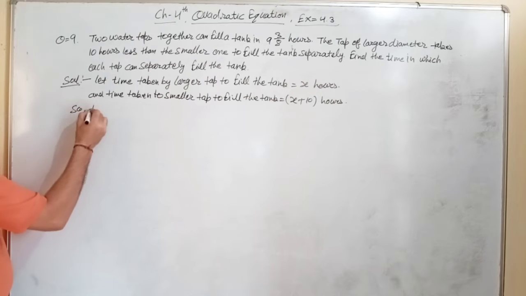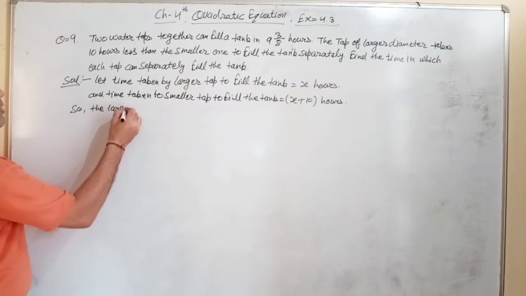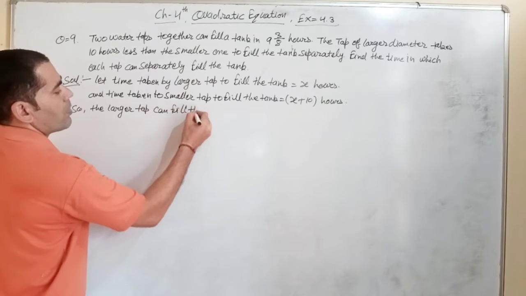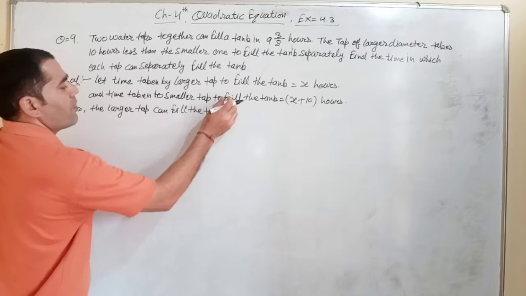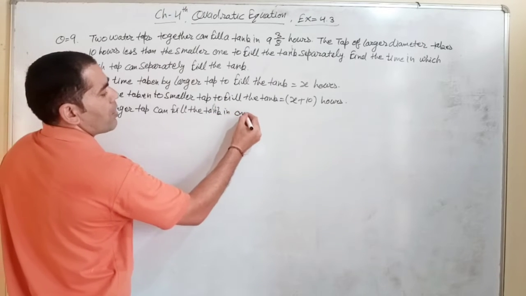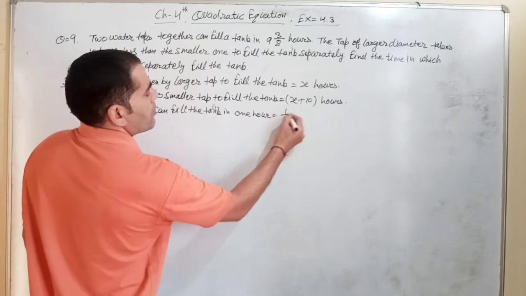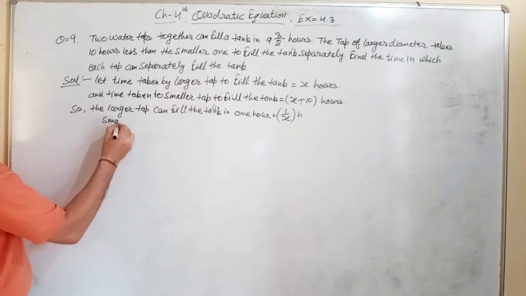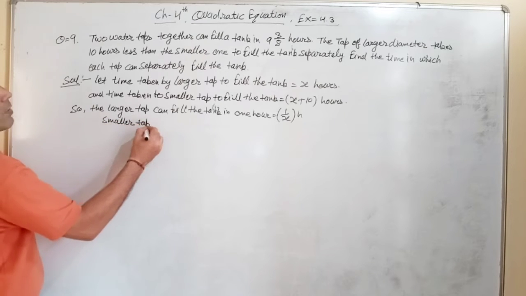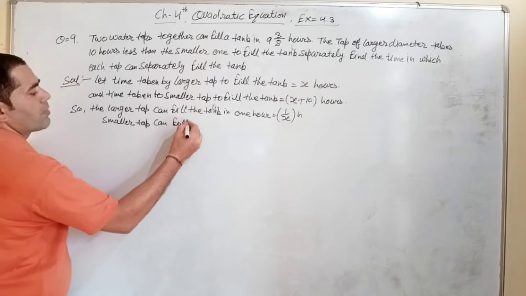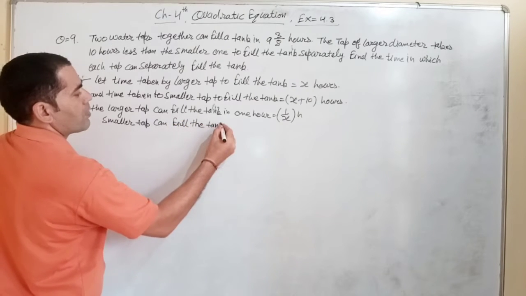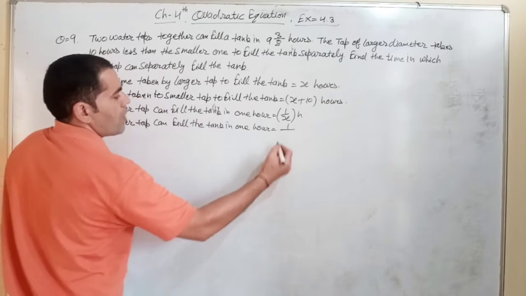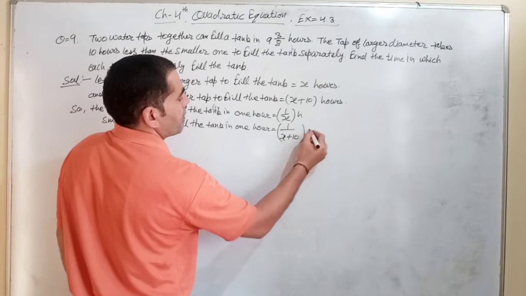So the larger tap can fill the tank in 1 hour is equal to 1 upon x. The smaller tap can fill the tank in 1 hour is 1 upon x plus 10.